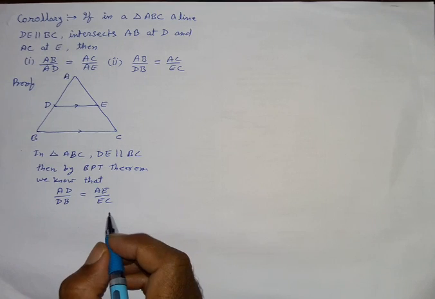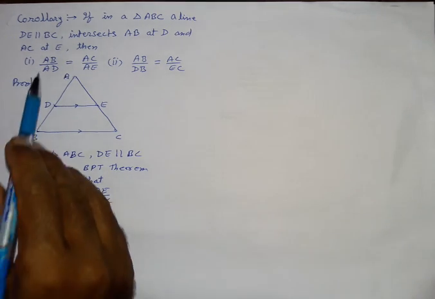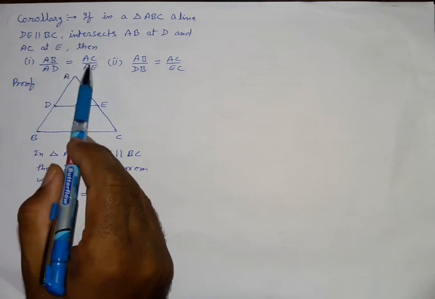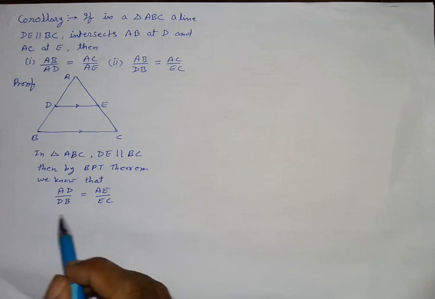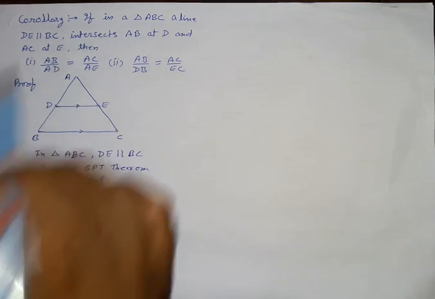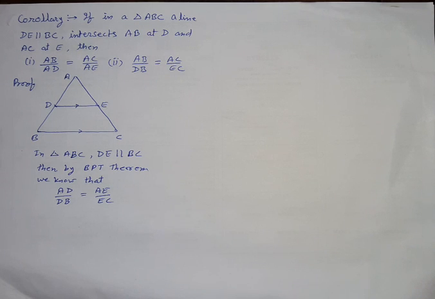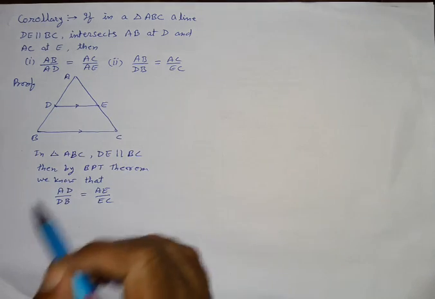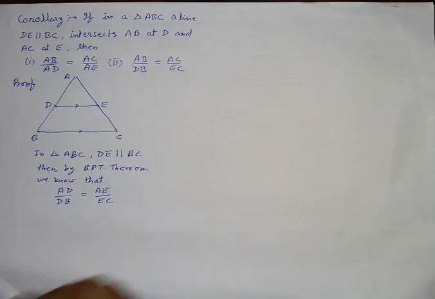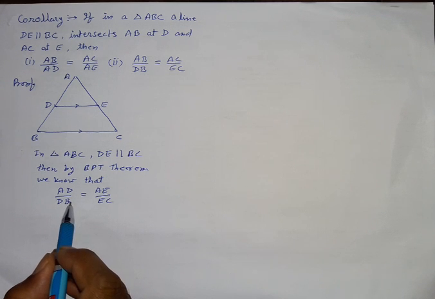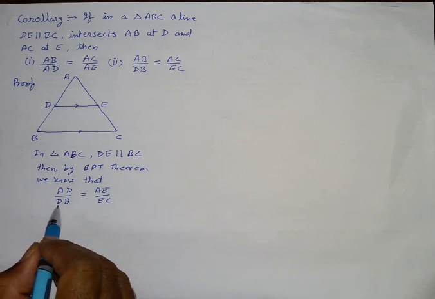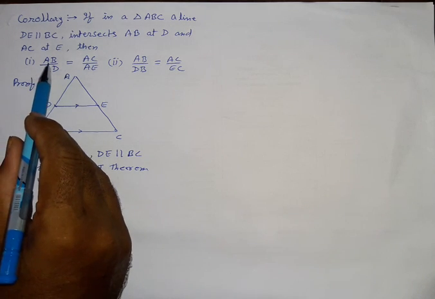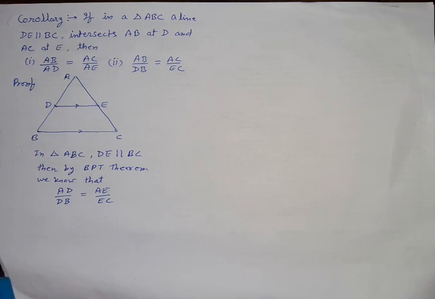This is the result of the BPT theorem, and we have to prove that AB upon AD is equal to AC upon AE. The difference in these two results is that here is AB and here is DB, and the same thing is here is AD and here is also AD. So we have to remove the DB and put the value of DB in terms of AB and AD.